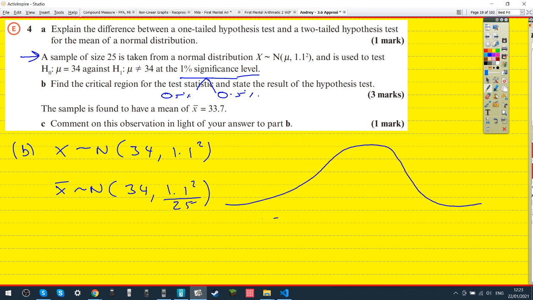So basically, it's normally distributed. Mean is 34. Standard deviation for the sample will be the square root of 1.1 squared over 25. And we want what values here and here will give you an area in here of 0.5% and 0.5%.